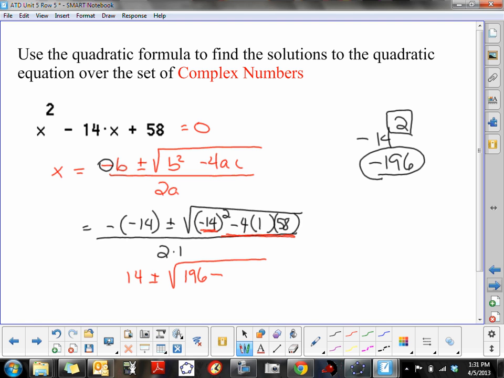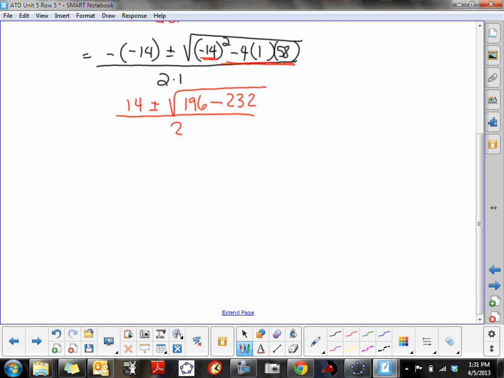Anyway, we kind of have some problems. Is this 232? Yes? Okay, all over 2. Okay, then we have 14 plus or minus, and this is the square root of, and it was a negative 36, all over 2. It's 14 plus or minus.